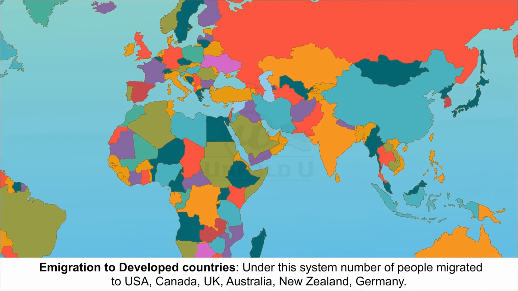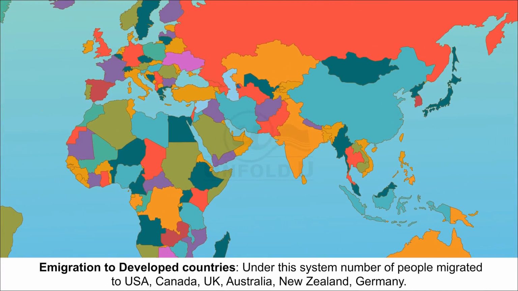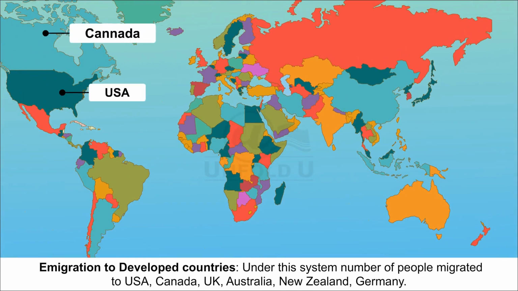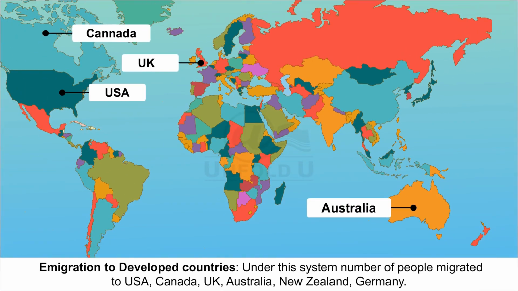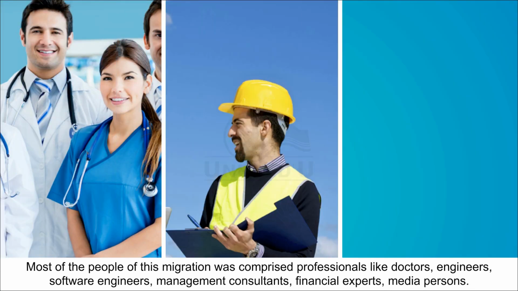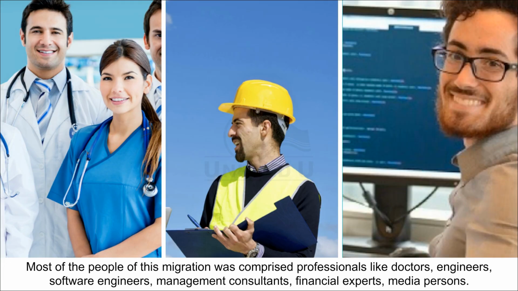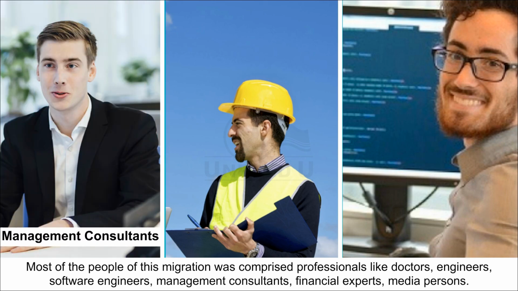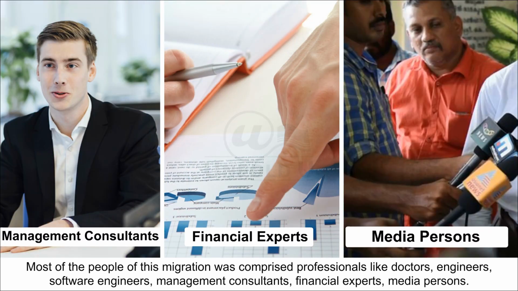Emigration to developed countries. Under this system, a number of people migrated to USA, Canada, UK, Australia, New Zealand, Germany. Most of the people of this migration comprised professionals like doctors, engineers, software engineers, management consultants, financial experts, media persons.